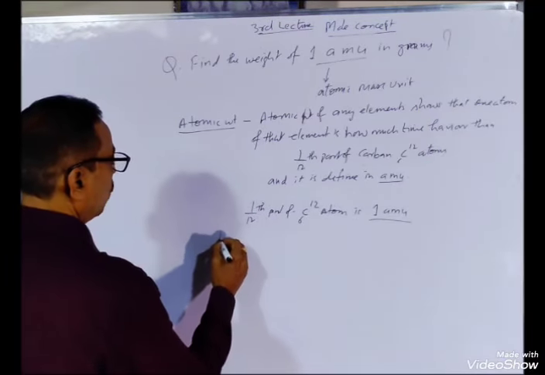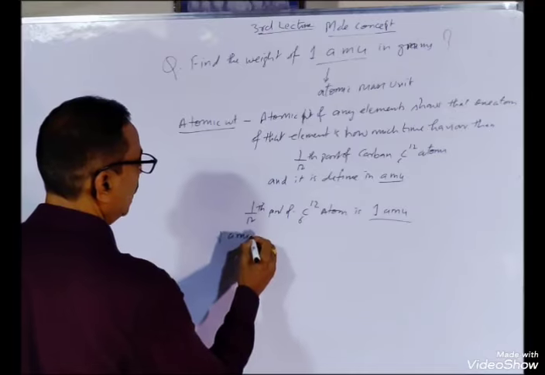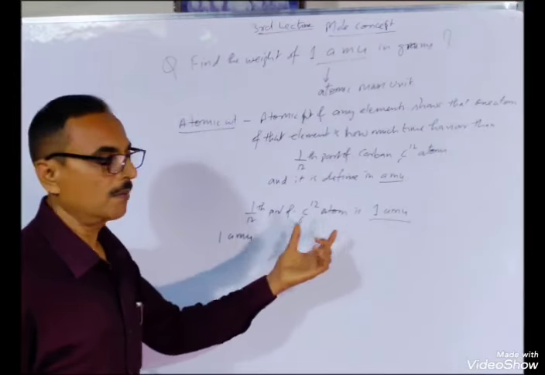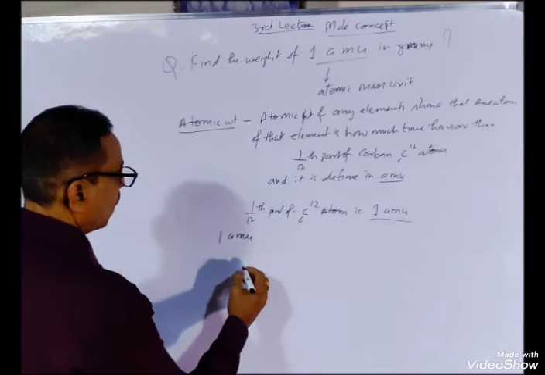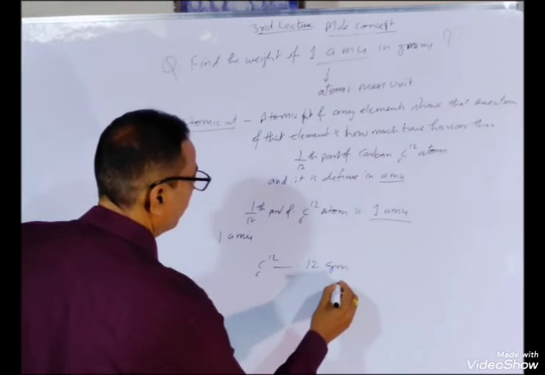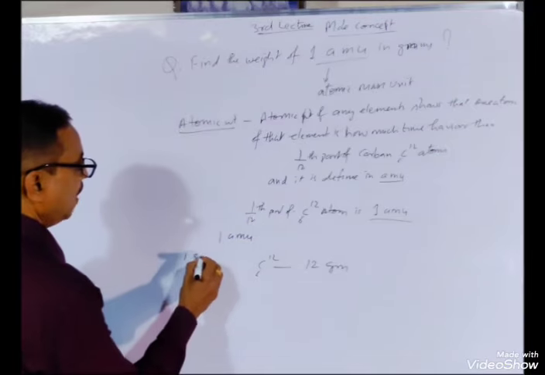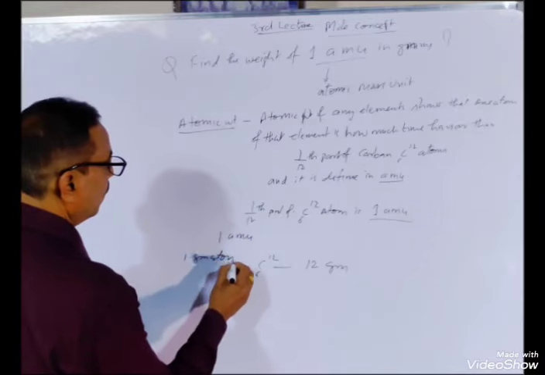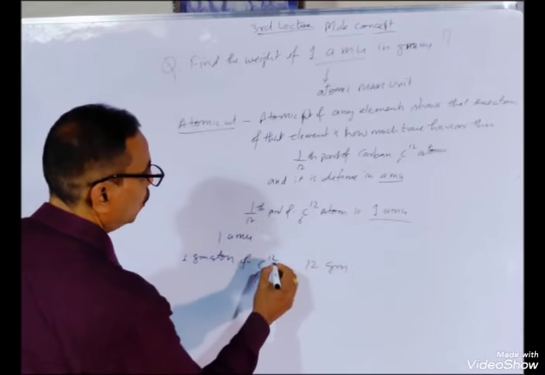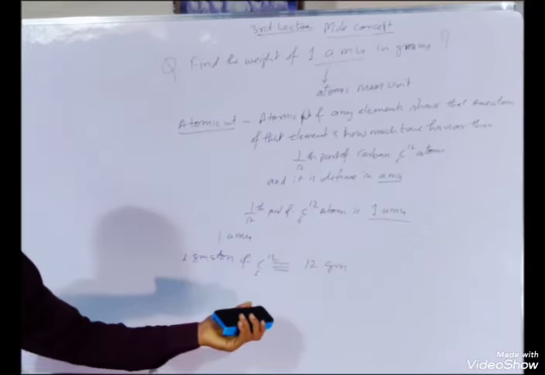So 1 AMU, atomic mass unit. We find out the weight of 1/12 part of carbon. C-12 has a weight of 12 grams. 1 gram atom of C-12 is equivalent to 12 grams.